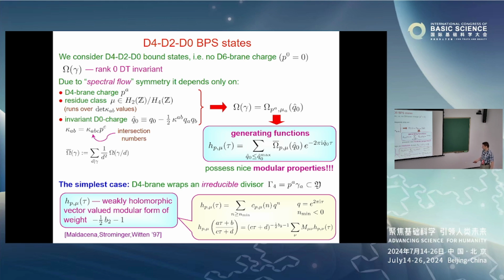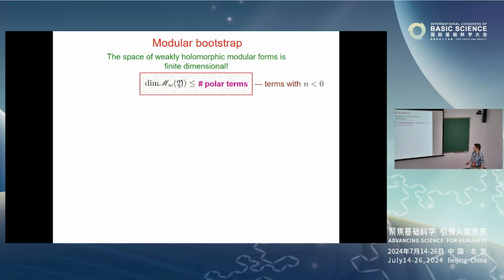We know it exactly. And now I will explain in one slide the main message of at least the first half of the talk by Boris, just to remind you what it was about. So what was the main message? The point is that the space of these weakly holomorphic modular forms is finite dimensional and is bounded from above by the number of polar terms, the terms which have a negative power of q.